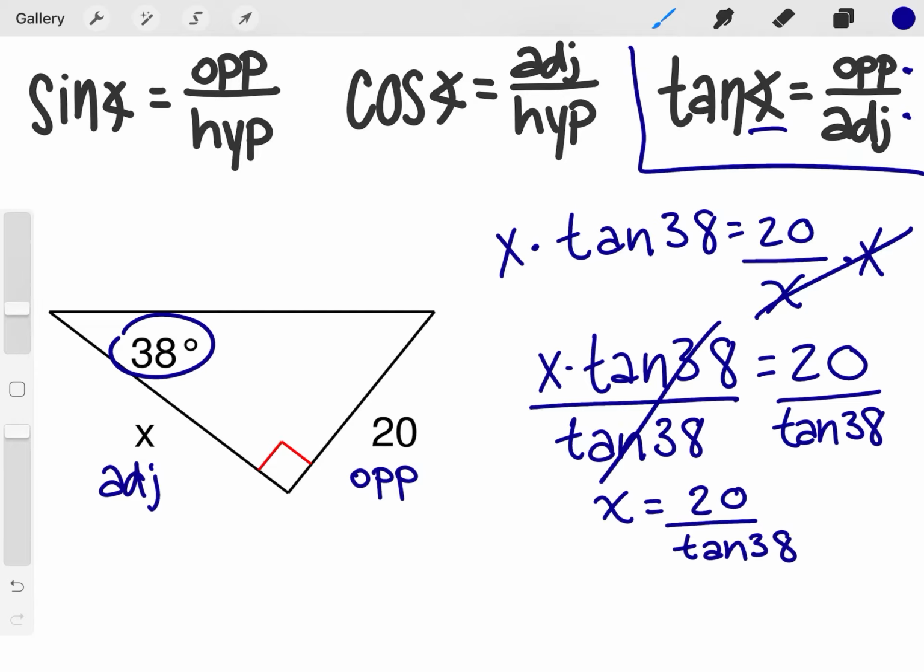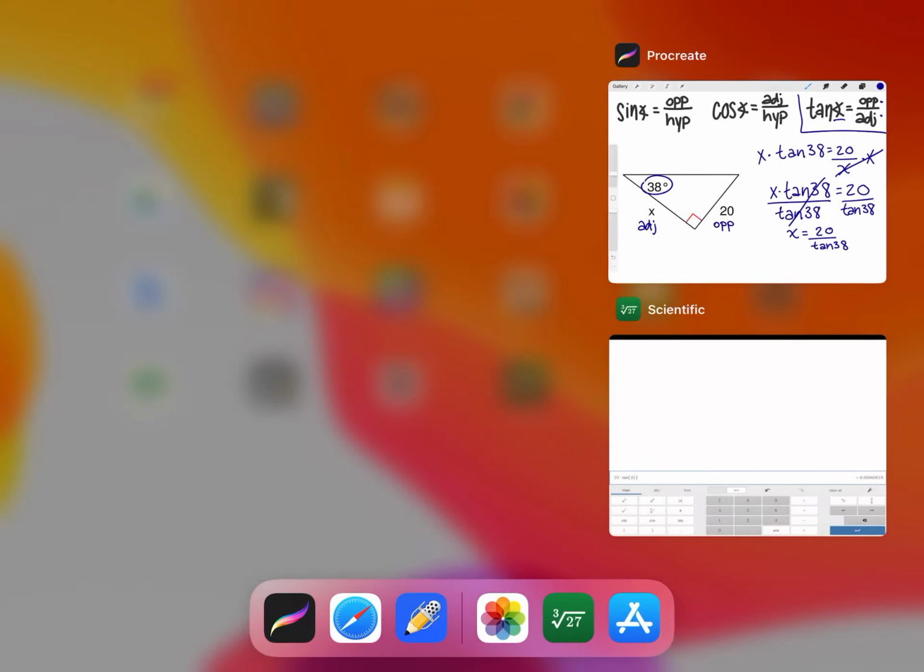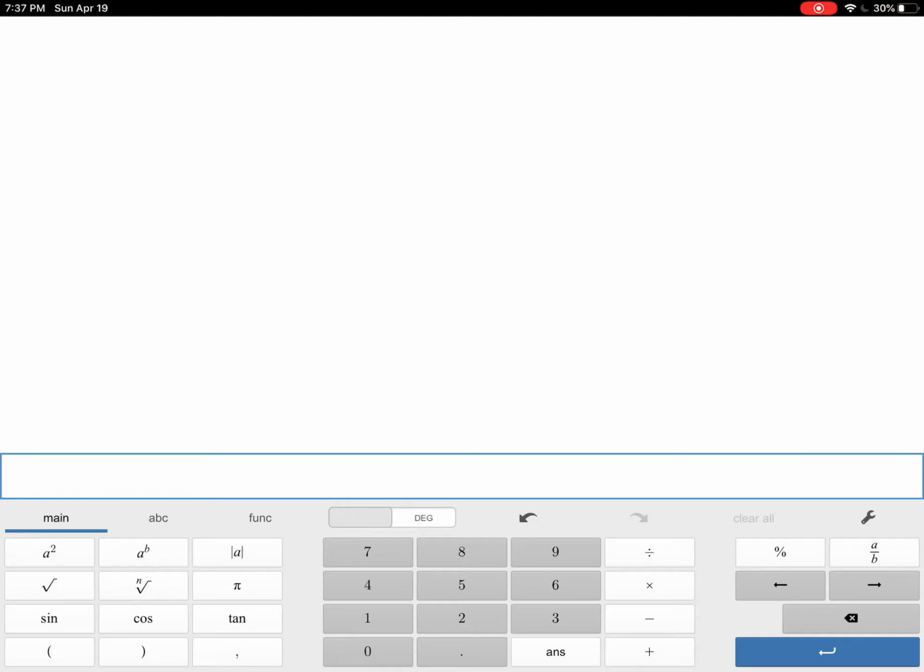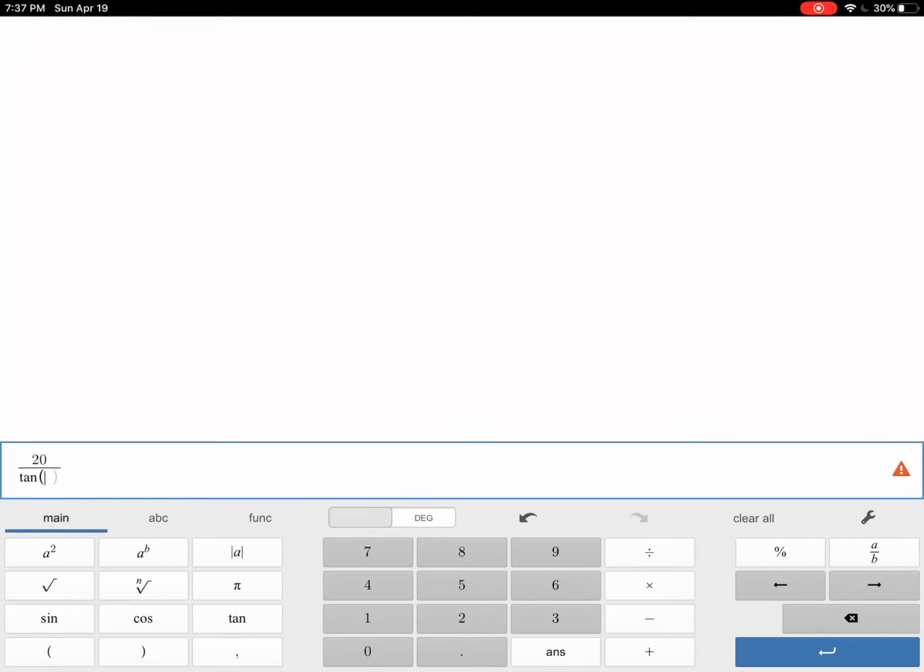And that's what I'm going to go and plug into my calculator, 20 divided by the tangent of 38. All right, clear all. 20 divided by the tangent of 38. And you should get 25.5988, we were rounding to the nearest tenth.